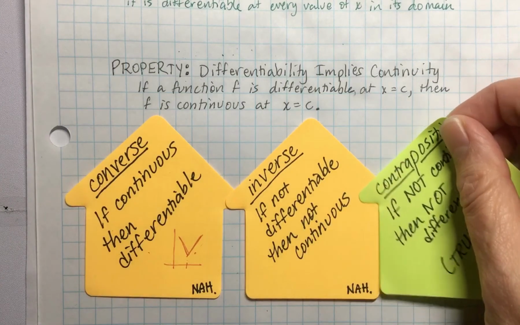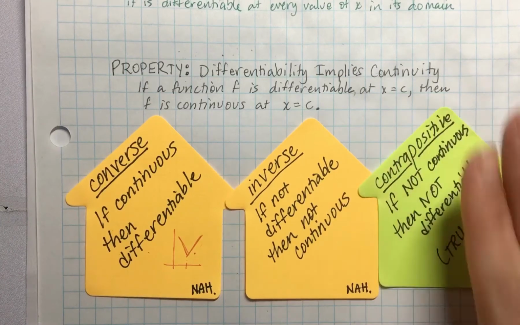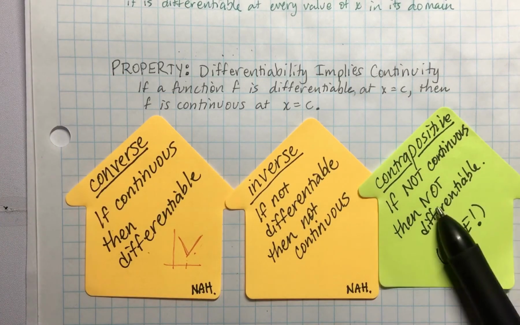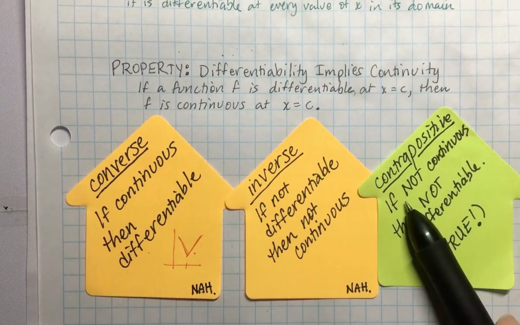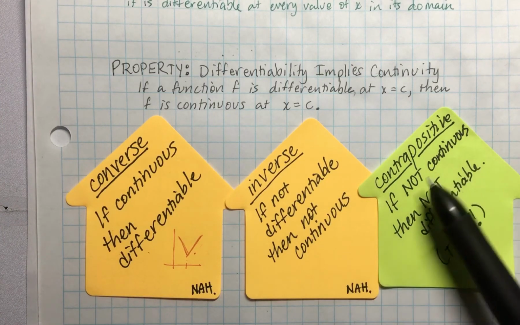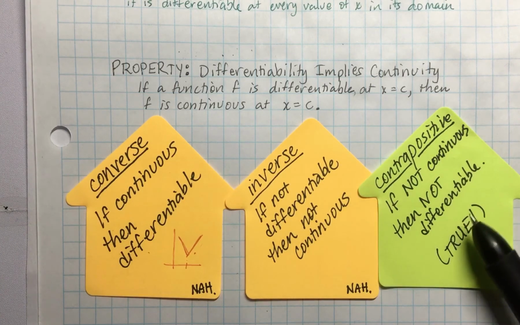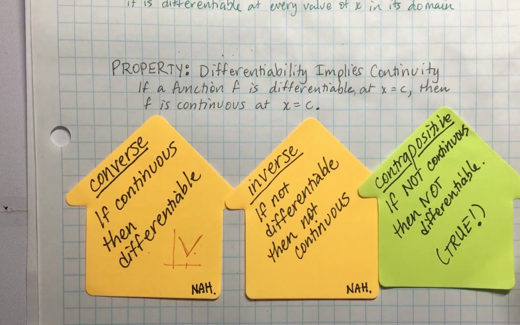It's called a contrapositive. And a contrapositive is always true. If not continuous, then not differentiable. Well, that totally makes sense, right? You can't draw a counterexample of that. Try to find a spot that is not continuous, where you do have a slope. You can't have a slope where nothing's there. So the contrapositive is always true.